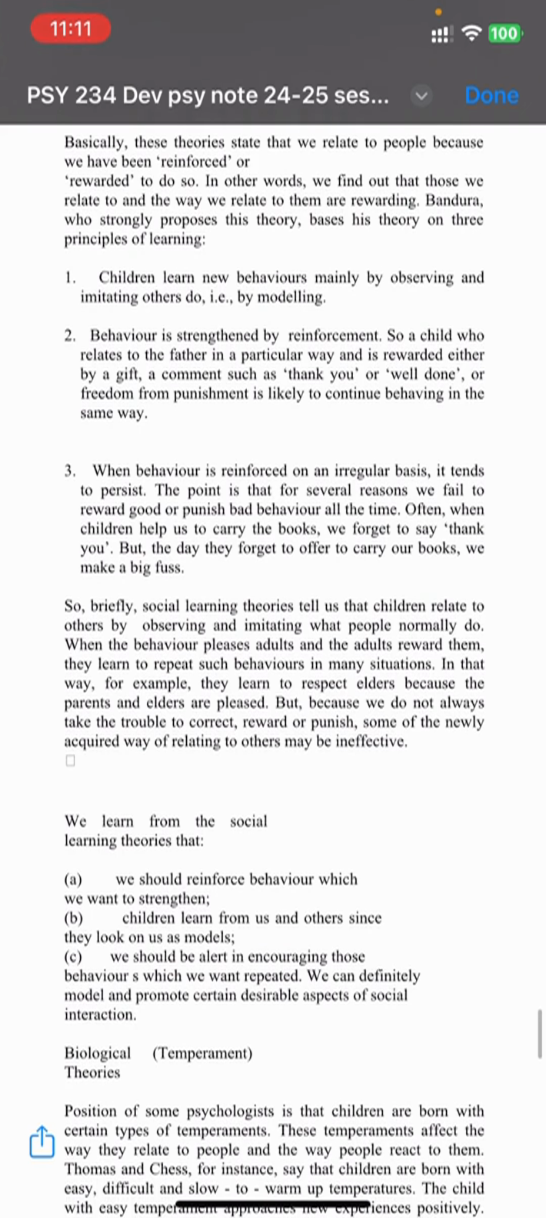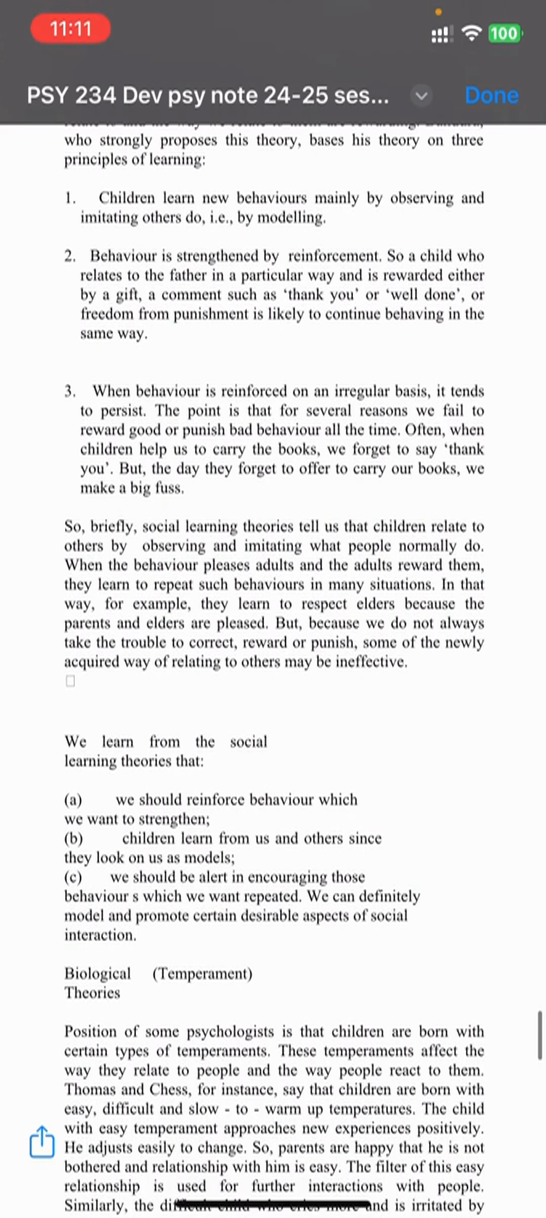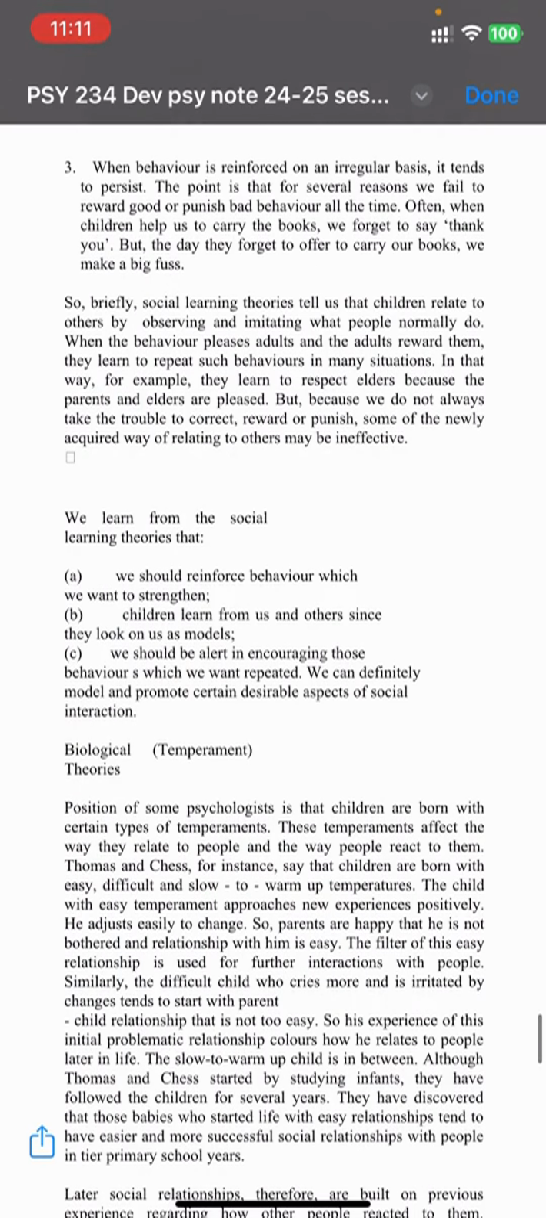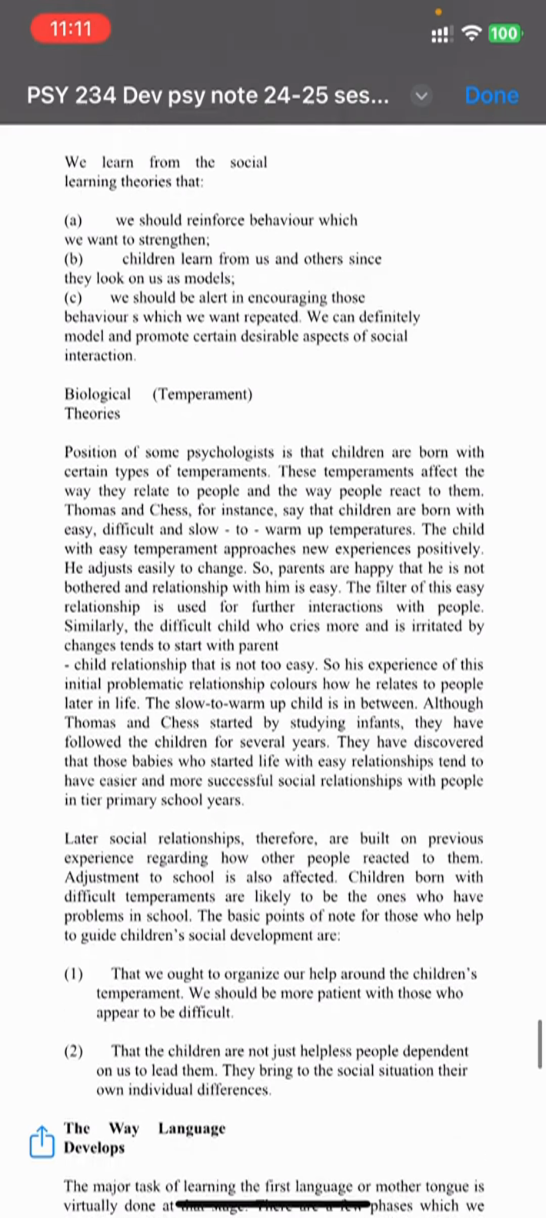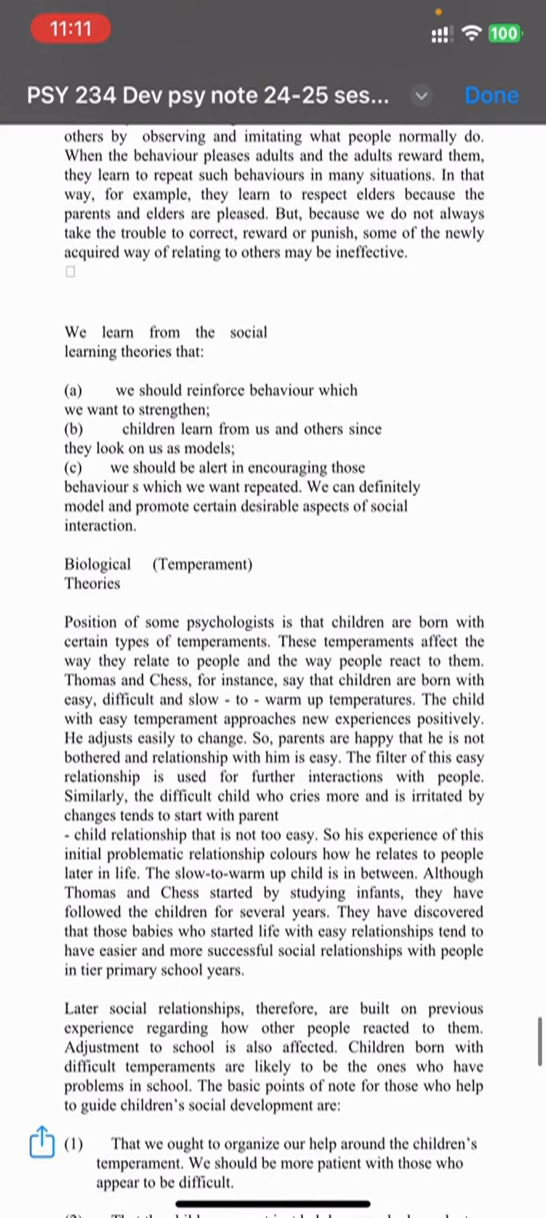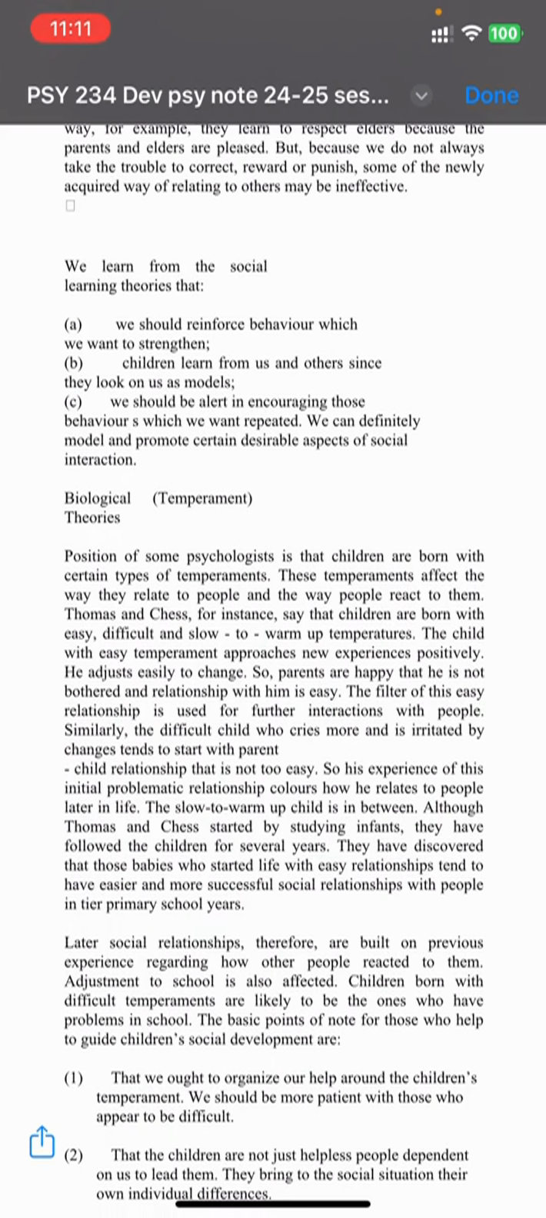Okay, so briefly, social learning theories tell us that children relate to others by observing and imitating what people do. When the behavior pleases adults, they reward them. They're just saying the same thing. We learn from social learning theories that we should reinforce behavior which we want to strengthen and punish behavior which we do not want to strengthen. Children learn from us and others since they look on us as models. Then we should be alert in encouraging, giving reinforcement on a regular basis if we want it to be repeated.